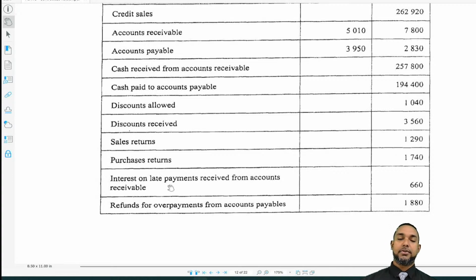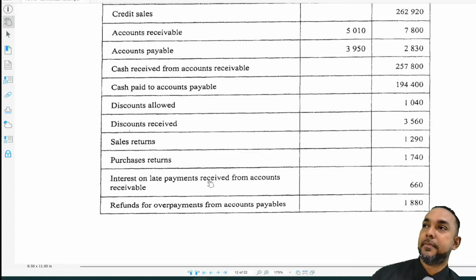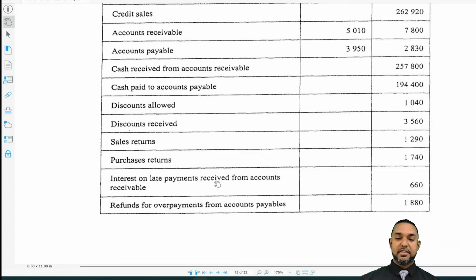So here's my question. Is it the interest that was received, or was it the payments that were received late? Most people say it's the interest. The word received applies to the interest, as opposed to the payments being received late, and we're charging interest on that. So that was the quandary.